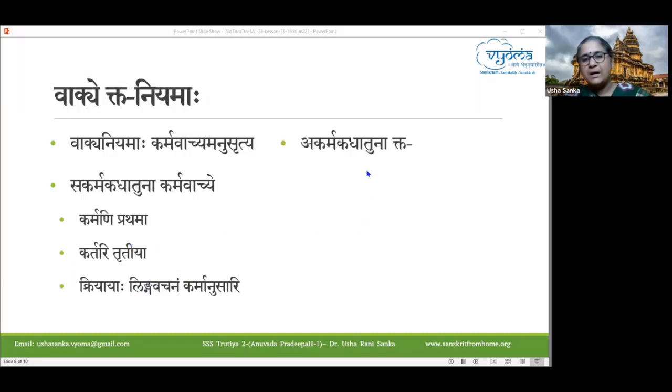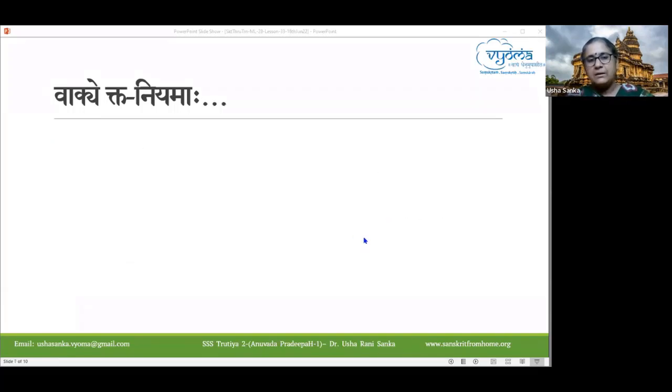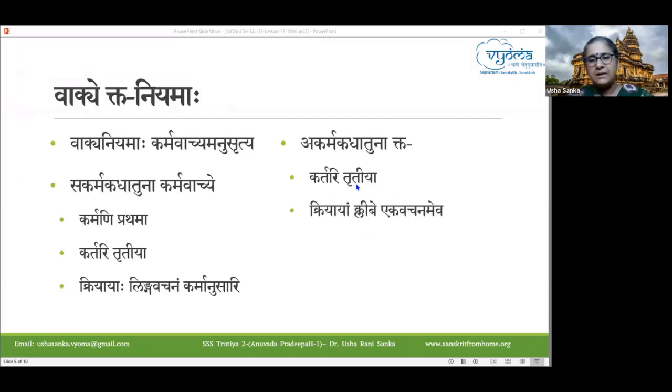So what happens to akarmaka dhatus when kta is added? The karta is in Tritiya as usual. There is no karma to put in the Prathama. So Kriya will take in the Ekavachana Kliba form only. This is the simple rule. All the akarmaka dhatus will follow this. Tena Shayitam. That's all. Tena Shayitam. Maya Shayitam. Asmabhihi Shayitam. I can't say Asmabhihi Shayitani. I cannot say Taihi Shayitani. There is no Shayitani.